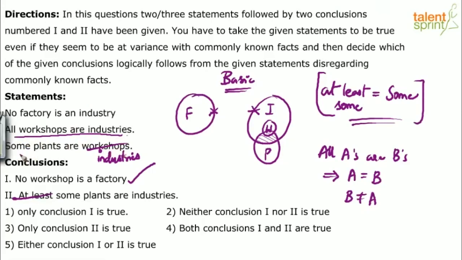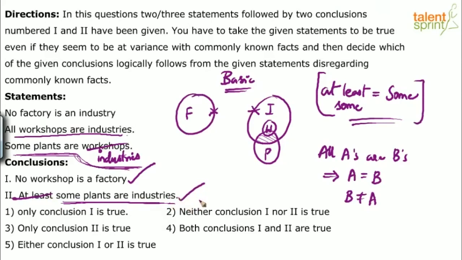So if you look at the statements, all workshops are industries and some plants are workshops, we come to a conclusion that some plants are industries. And that is what is given in the conclusion as well. See, we have already got a statement which says some plants are industries. And the same statement is repeated in the conclusions as well. So obviously it has to be true. Yes or no? You cannot say that the second conclusion is false.